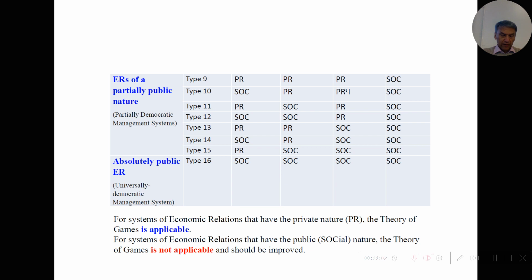It should be noted that for systems of economic relations that have the private nature, the theory of games is applicable. Private nature means competition. For systems of economic relations that have the public nature, the theory of games is not applicable and should be improved. Public nature means cooperation instead of competition. Cooperation means common goals.